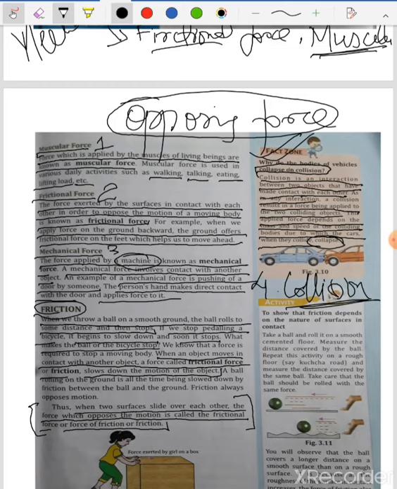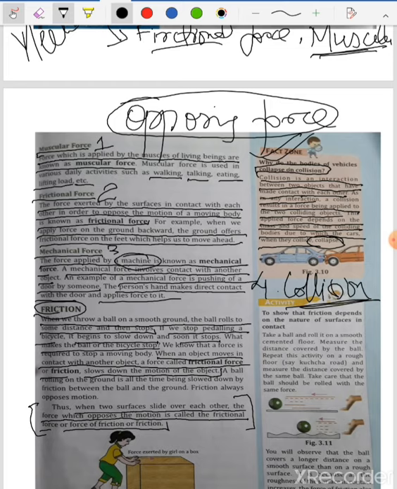Contact force can be divided into the following groups. They are muscular force, frictional force, mechanical force, and we also learned the fourth kind of contact force, that is collision force. After this we learned about muscular force, the force which is applied by our muscles when we are doing activities like walking, running, eating, singing, taking bath, fighting with your friends, or playing cricket, football. These all are the activities which involve muscular force.